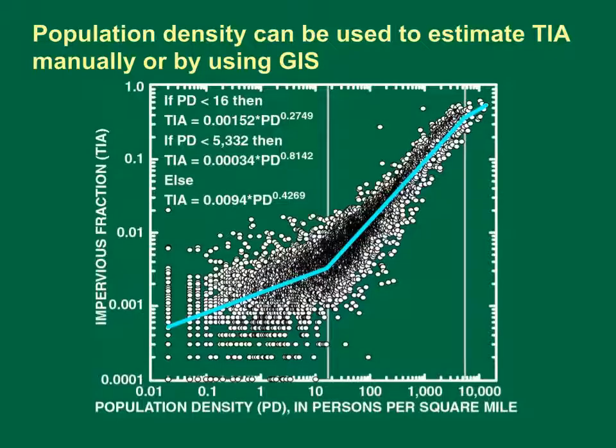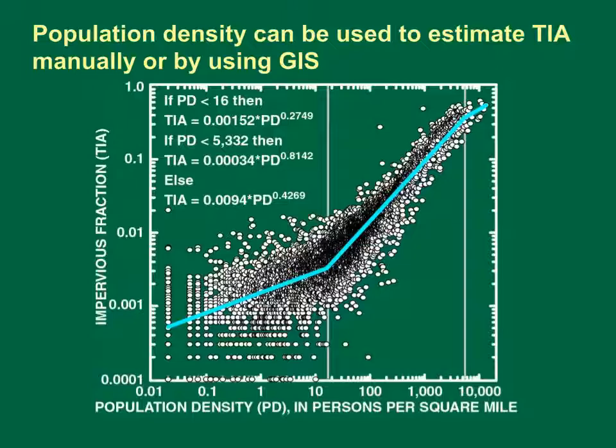This graph shows measured values of the population density, PD, and total impervious area, TIA, for 6,255 stream basins in the United States with drainage areas ranging from 0.62 to 19,229 square miles. The vertical axis shows the impervious fractions on a logarithmic scale with the values ranging from 0.001 to 0.63. The horizontal axis shows the population density on a logarithmic scale with values that range from 0.02 to 13,392 persons per square mile.